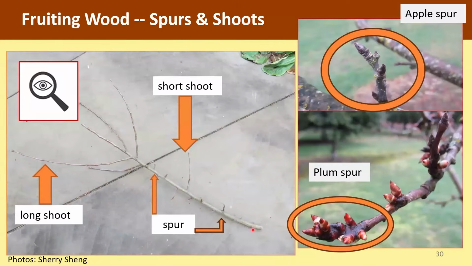So this is a branch from an apple tree, and we can see long shoots and short shoots and some spurs. And you can see the close-up of spurs, apple and plum. So spurs are just like super compact, squished together shoots.